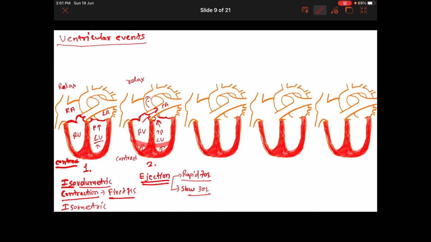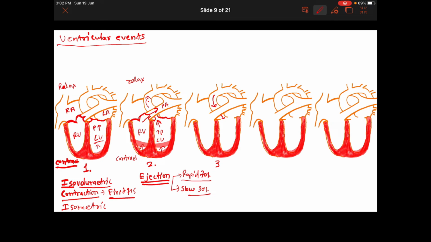Okay, now the next phase, the third one. Here in the ejection phase, the pressure inside the ventricle increased and pushed the blood into the aorta. Now, as the amount of blood inside the ventricle decreases, its volume decreases, so the pressure inside the ventricle will fall, to the level where the aortic pressure becomes just more than the left ventricular pressure. At that time, the blood inside the aorta will return back.